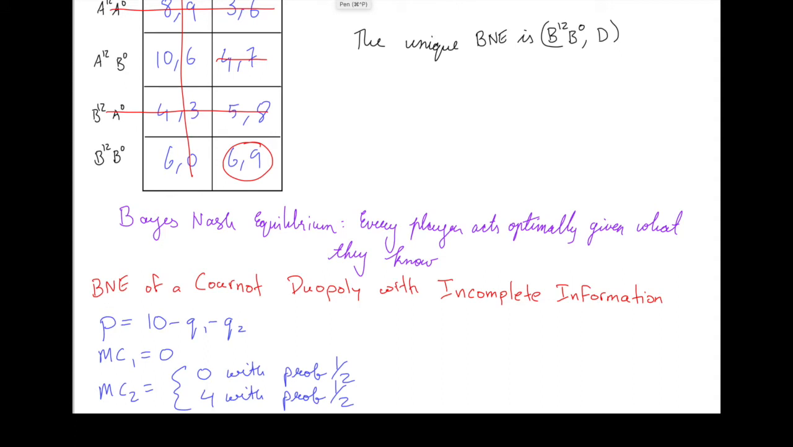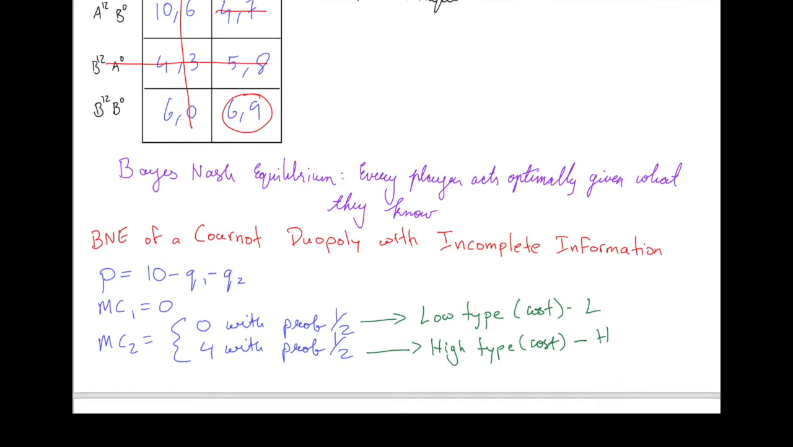So the game is very similar to what we've seen before, except that now player 2 has either a high marginal cost or a low marginal cost. If the marginal cost is 0, we'll say that this is the low type of firm 2 in terms of its cost, which we'll represent by L. And if the marginal cost is 4, we'll call this the high type. Again, this is in terms of the cost, and we'll represent it by an H. Firm 2 knows what its cost is. Firm 1 doesn't. Firm 1 only knows that the marginal cost of firm 2 is either 0 or 4, each occurring with probability half. So what's the strategy for firm 2?